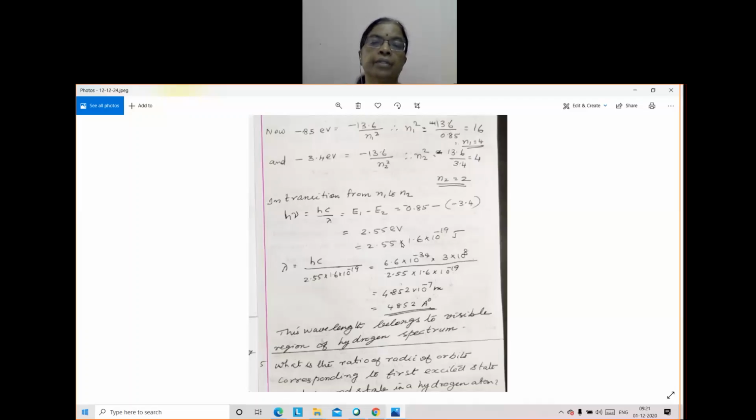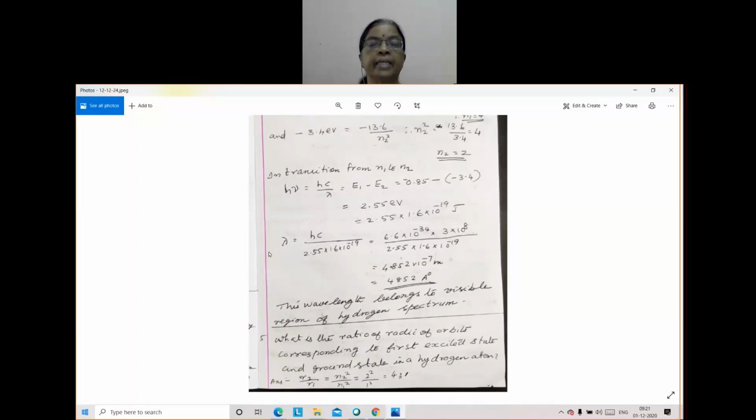So electron volt energy is 1.6 into 10 raised to minus 19 joules. Then from that, lambda is calculated. Lambda will be hc by this value. Substituting, we get the answer. Wavelength we get 4,852 angstrom. We know 4,000 angstrom to 7,000 angstrom is the visible spectrum. So this wavelength belongs to the visible region of the hydrogen spectrum. So for that you should know the range of the visible spectrum, 4,000 angstrom to 7,000 angstrom.